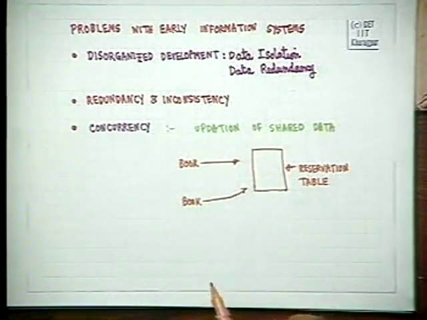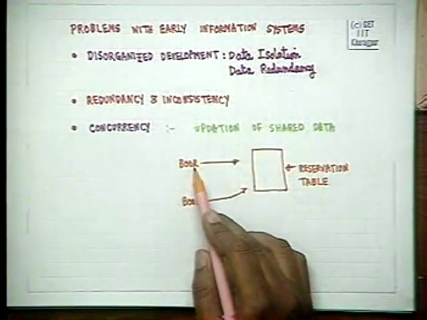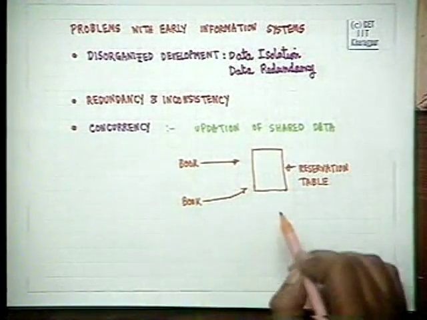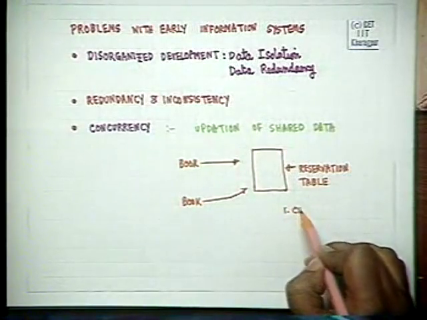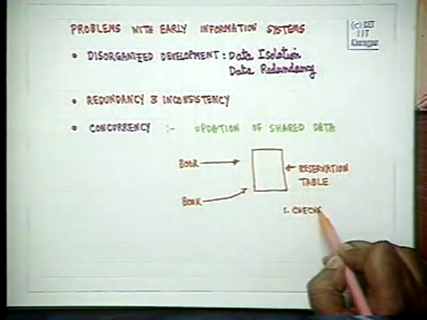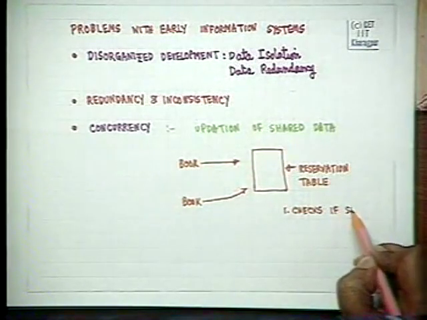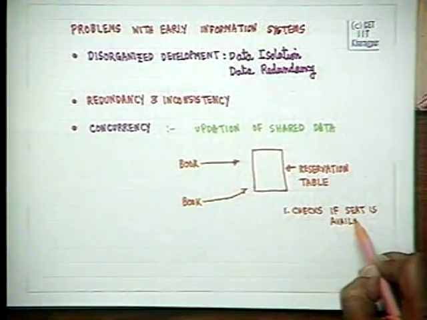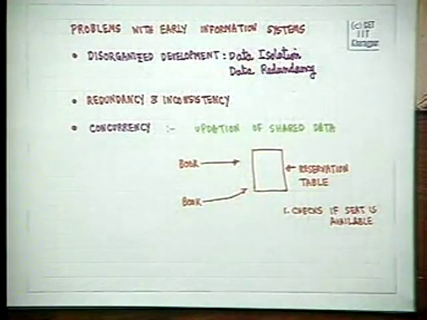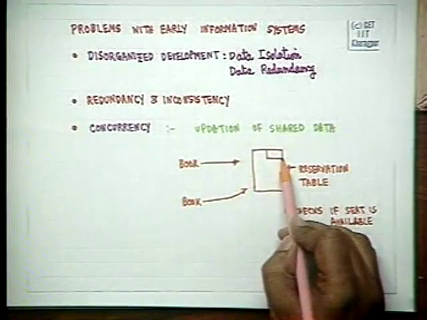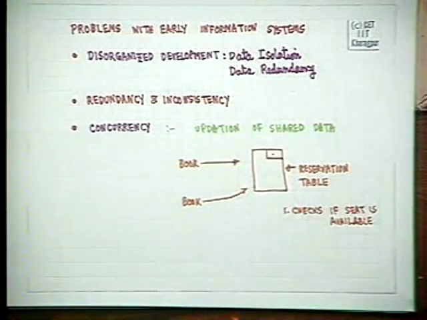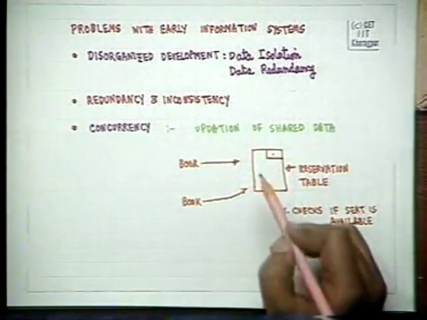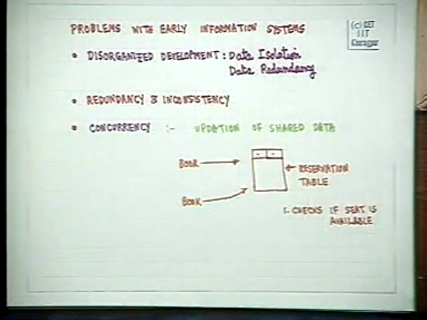Now what is the problem of concurrency? Suppose this booking program is like this. It first checks if a seat is available. To do that, it goes into the reservation table and checks a piece of data which says the total number of seats booked. And it compares that with another piece of data which says the total number of seats which are there in this particular table.